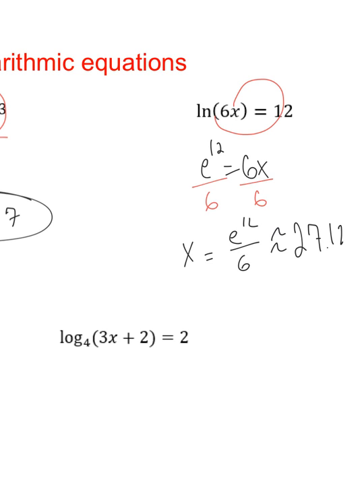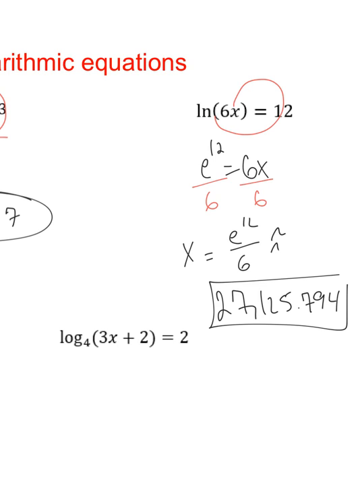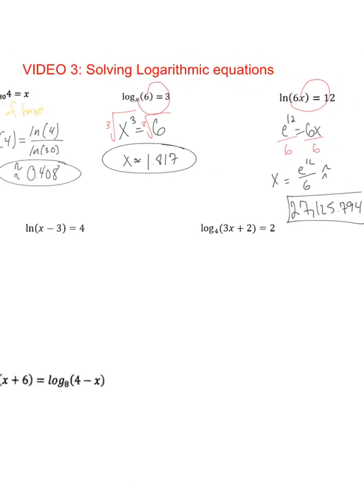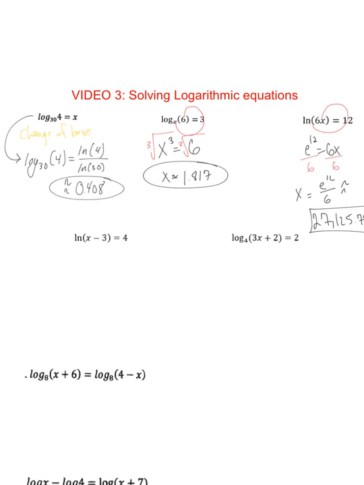Oh, never mind, not 27.125. I can't read my writing. It's approximately 27,125.794. Much larger. Okay. These last two are going to be very similar to the ones we just did here. Swirl, switch to exponential form, and you should be able to solve from there.